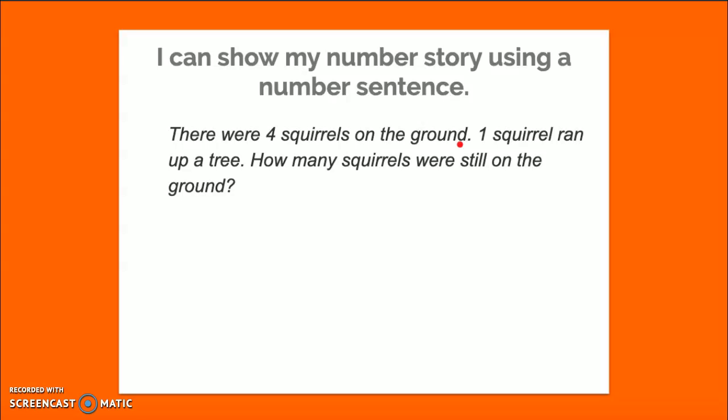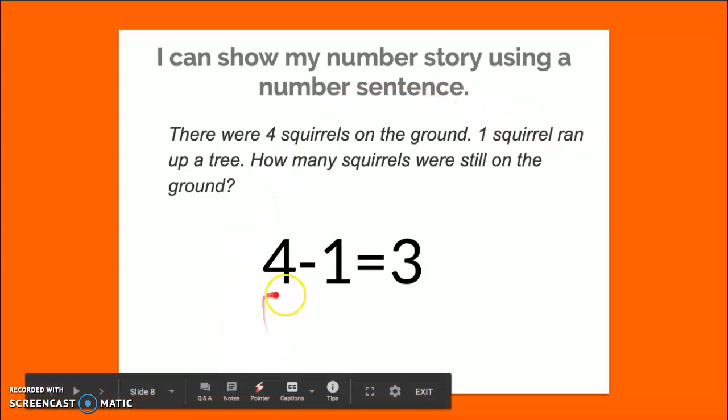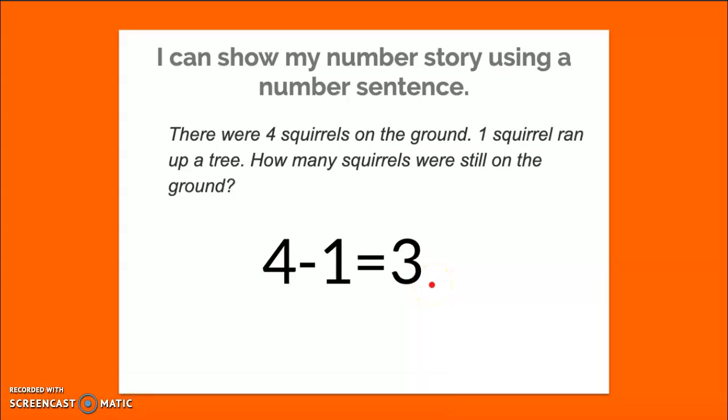So 4 squirrels on the ground, 1 ran up a tree. How many are left? You can look at "still on the ground," 1 ran away. Those clues tell us we're subtracting. We have 4. We're subtracting, we're minusing, taking away the 1 squirrel that ran away and finding out how many that equals. So my number sentence is 4 squirrels minus 1 squirrel ran away equals 3 squirrels. Does that look like what you thought?